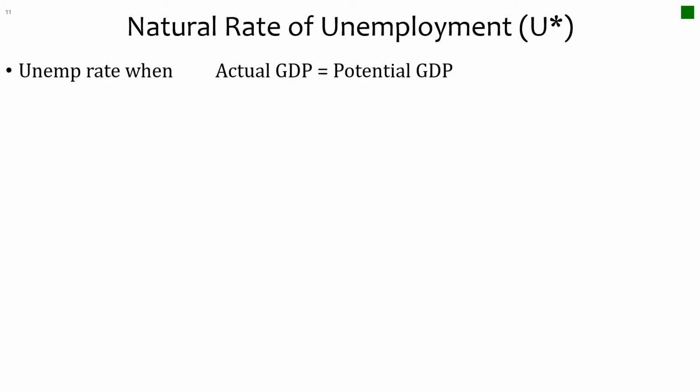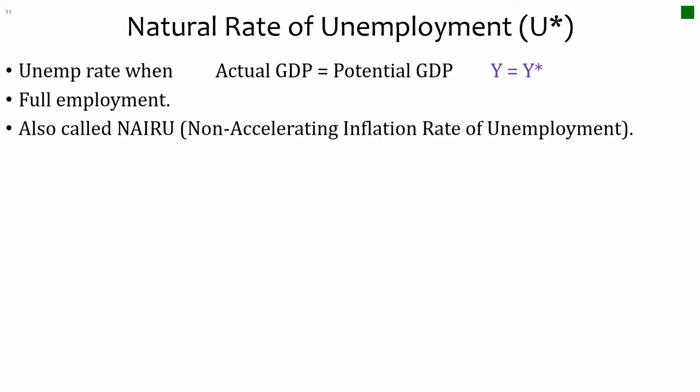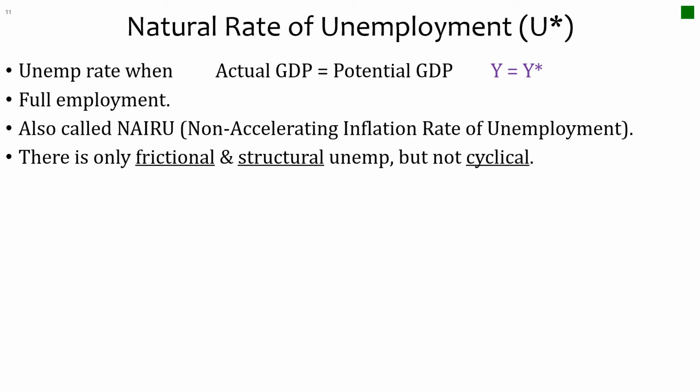Again, something that you've seen before, the natural rate of unemployment, U star, that is the unemployment rate when actual GDP equals potential GDP. Okay, so Y equals Y star. That is called full employment, all right? Now, full employment doesn't mean zero unemployment, but it's more practical than that. It is also called NAIRU, non-accelerating inflation rate of unemployment. If you see that word NAIRU, the book uses it. It simply means natural rate of unemployment. That is when there is only frictional and structural unemployment, but not cyclical unemployment.